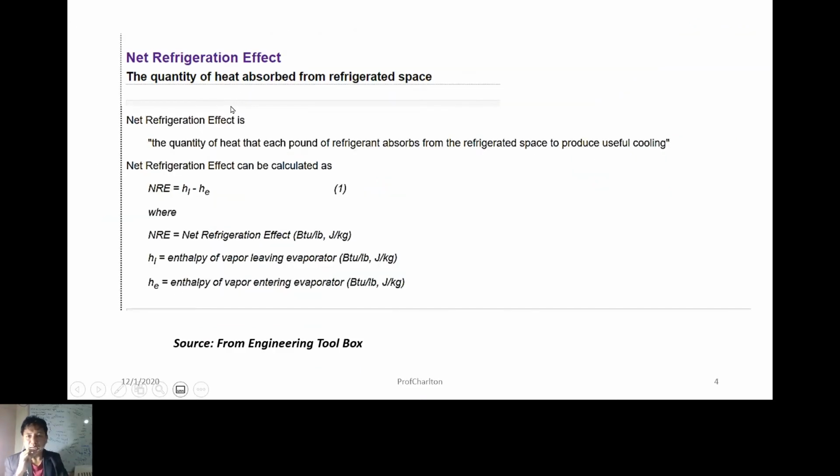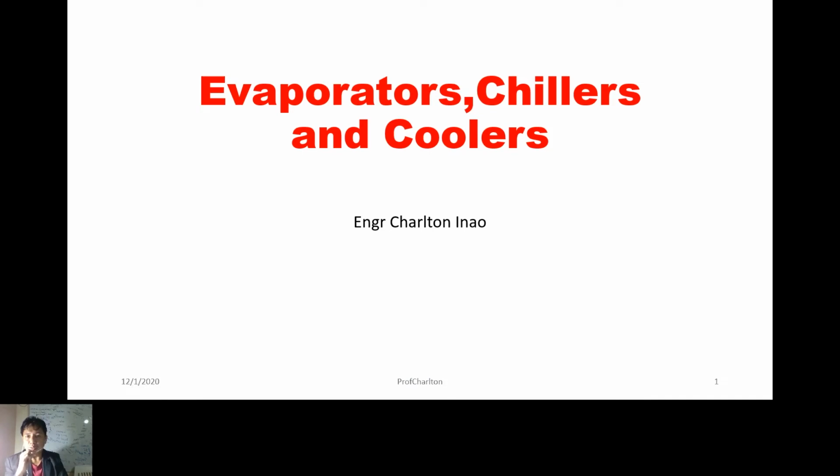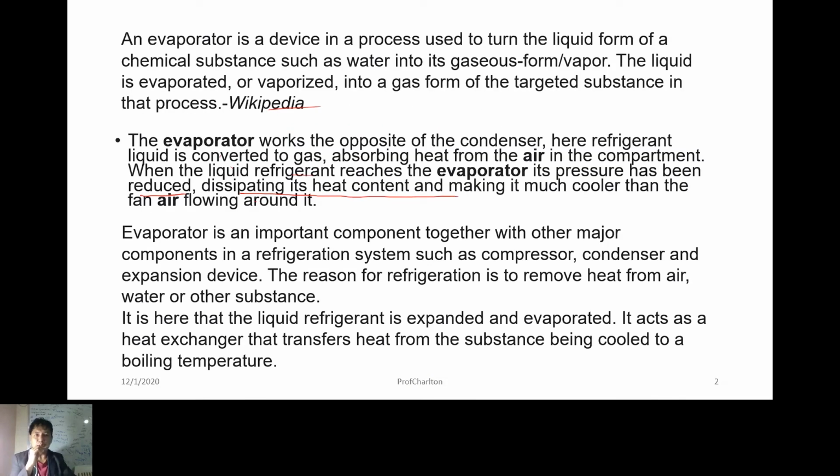I just want to emphasize the role of the evaporator. What is happening in the evaporator? It transforms liquid, not only refrigerant. Liquid can be water, alcohol, beer, refrigerant. Even gases like methane and ethane, as liquids. Liquid gas is turned into vapor, a chemical substance such as water into gaseous form. In the evaporator, refrigerant is converted into gas, absorbing heat from the air in the compartment, in the case of a refrigerator.